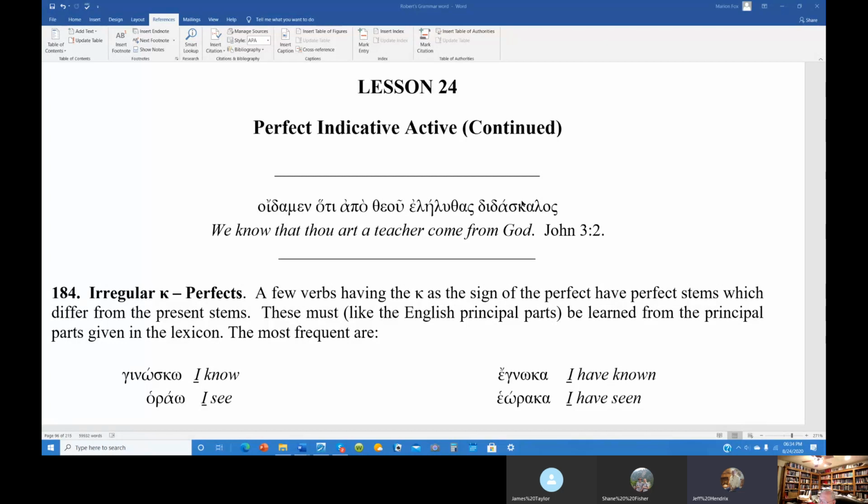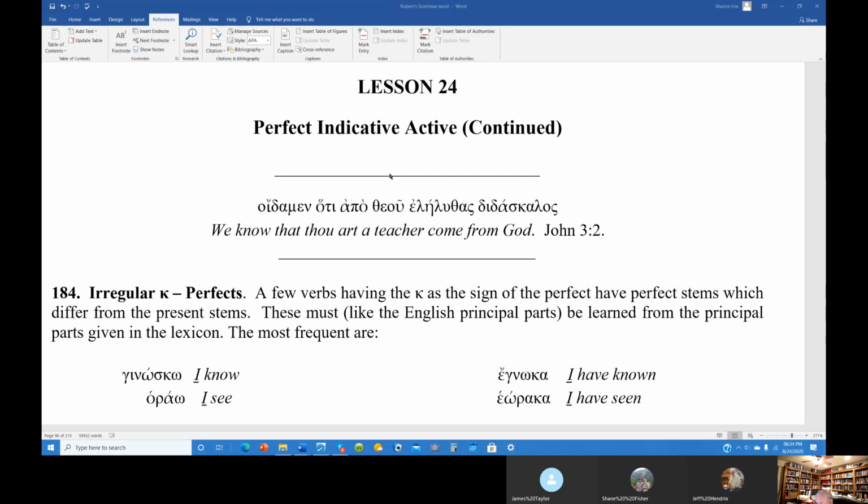Let's see if there are any questions about last week's lesson. Are there any questions? No questions? All right. Lesson 24 then.